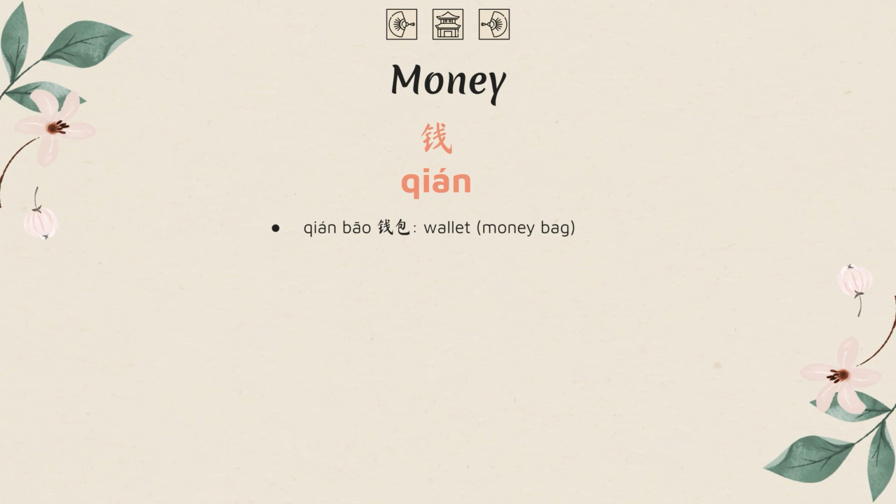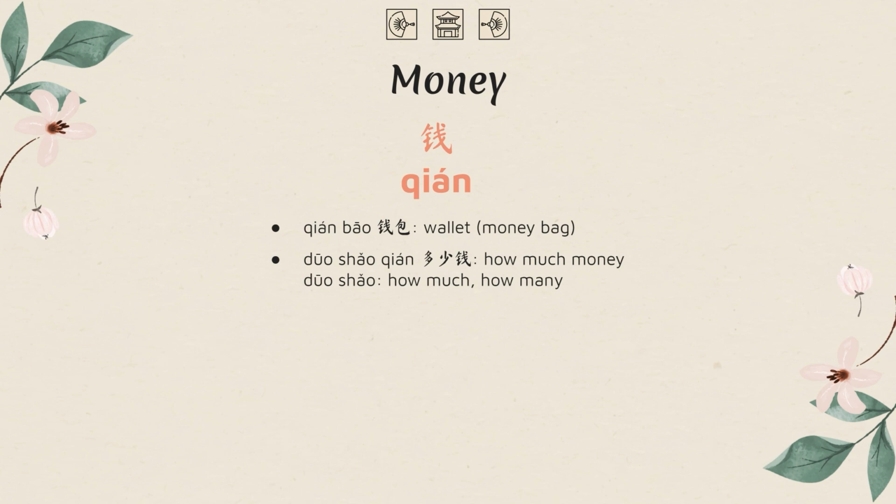钱包 is a wallet. 钱包. Literally, a money bag. And then the way you ask how much money is 多少钱? 多少 means how much or how many, and 钱 means money, so how much money? 多少钱? For example, how much does this cost? 这个多少钱? How much money have you got? 你有多少钱? 你有 means you have.